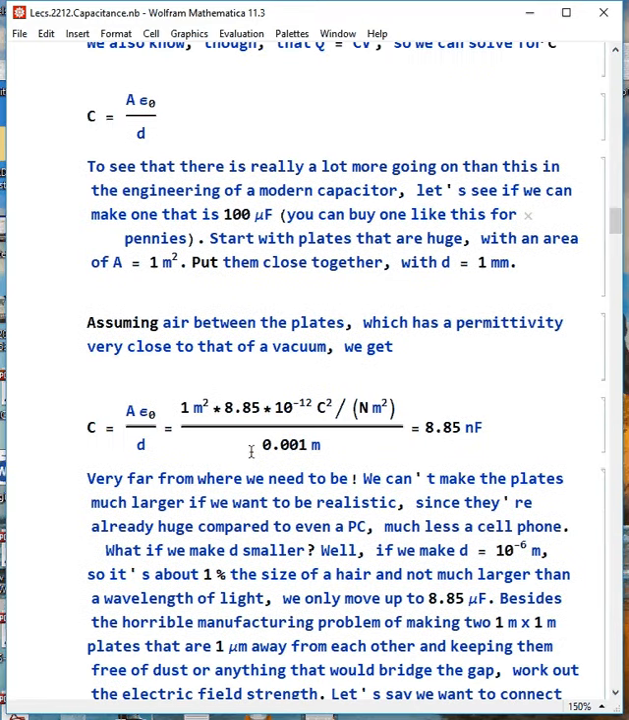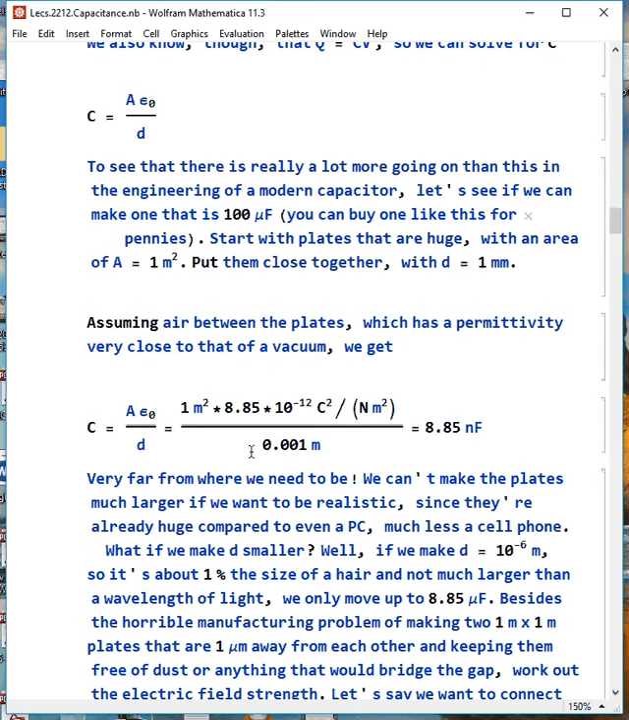Now, to see that there's really a lot more than this going on in the engineering of a modern capacitor, we can imagine designing one that's 100 microfarads. This is easily available for a few pennies. We start with plates that are huge, just to see how difficult this is going to be, with an area of 1 square meter, so about the size of a window or a kitchen table or something. We put them close together with a separation of 1 millimeter.